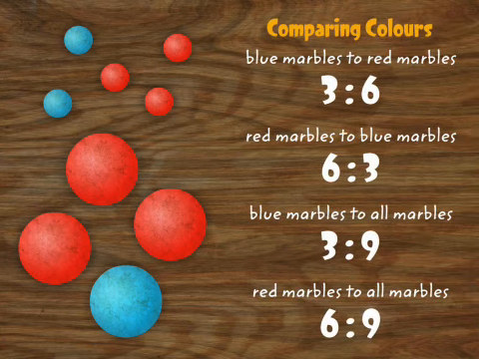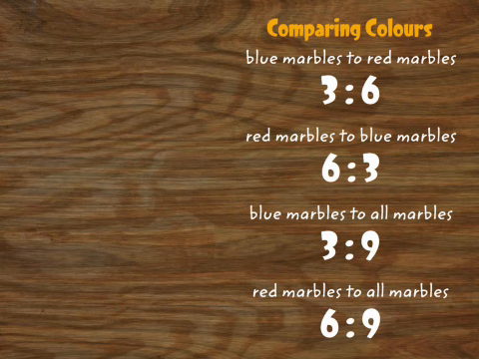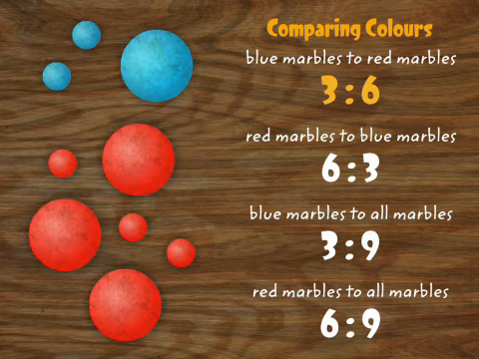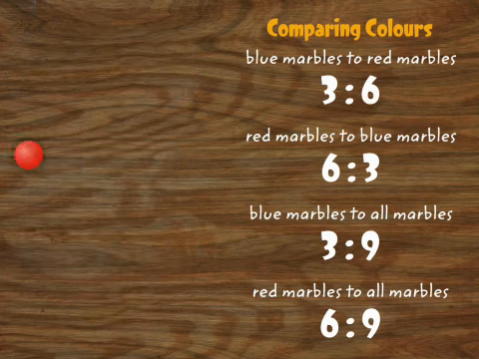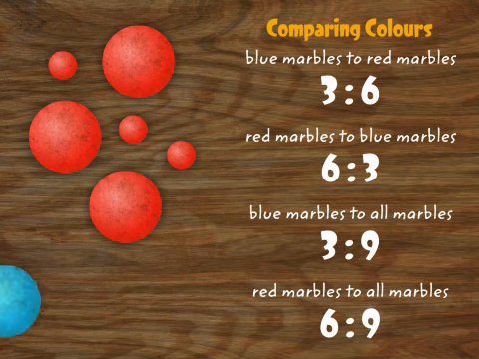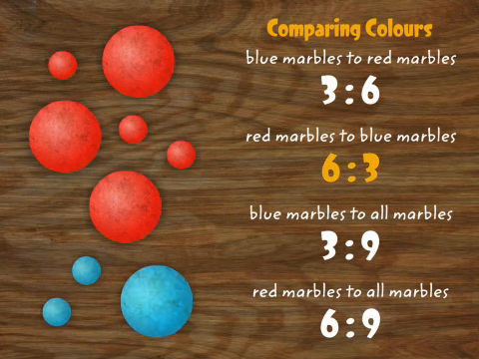Now let's look at their colors. There are 3 blue marbles and 6 red marbles. There are still 9 marbles in all. Now we can write these ratios. The ratio of blue marbles to red marbles is 3 to 6. The ratio of red marbles to blue marbles is 6 to 3.